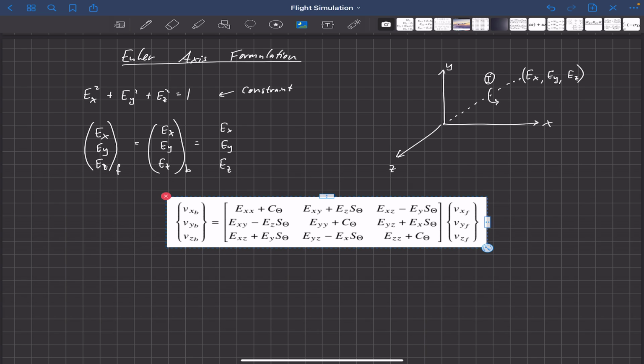Using this, we can use what's sometimes called Euler's formula to rotate one vector from one coordinate system into the other. So, for example, here we're rotating from the Earth fixed coordinate system to figure out the components in the body fixed coordinate system.